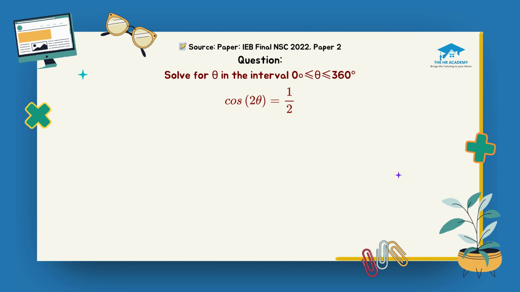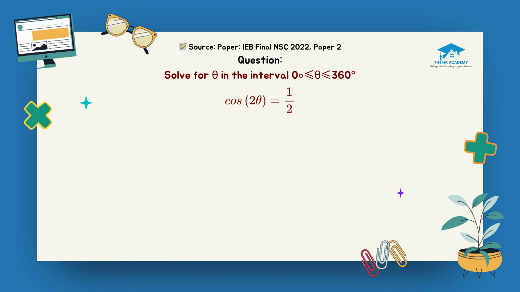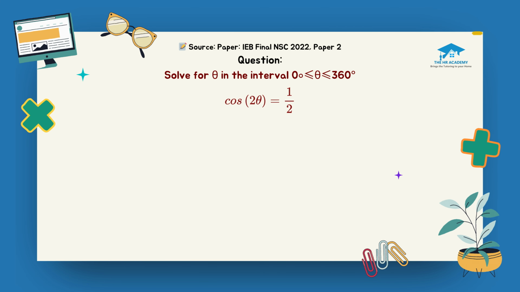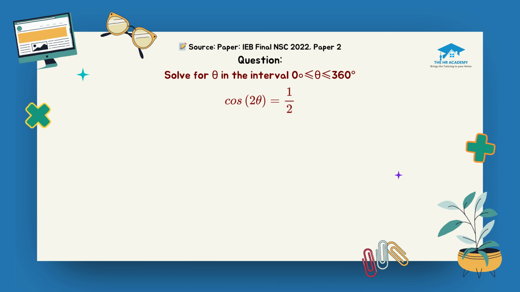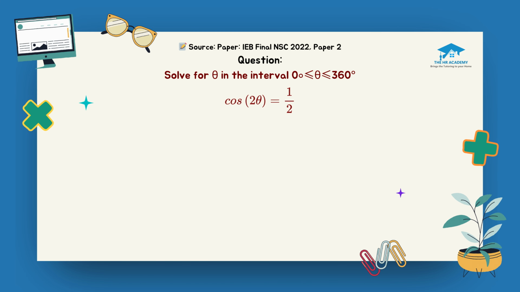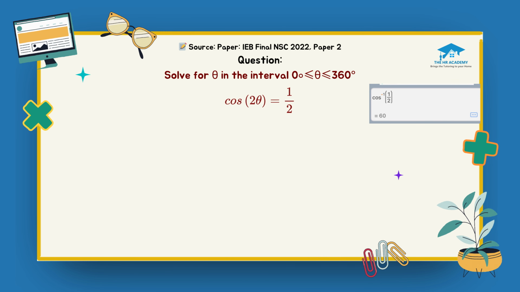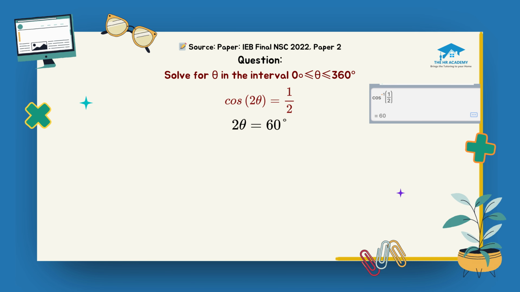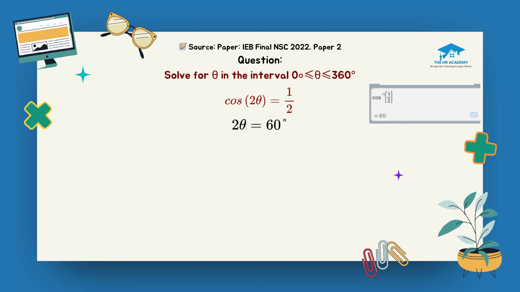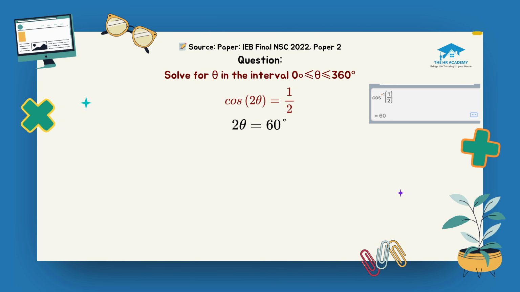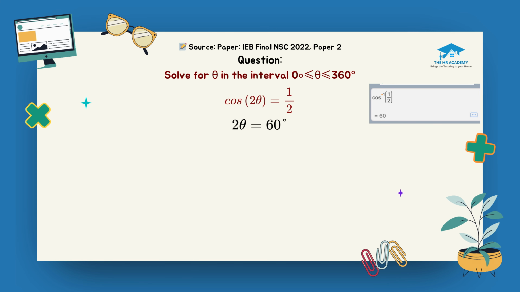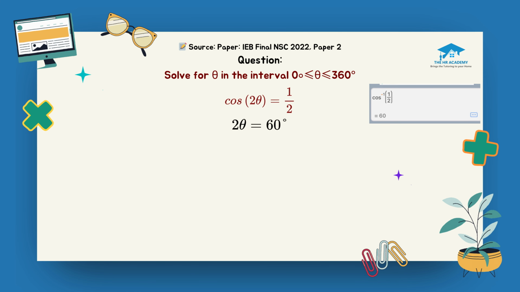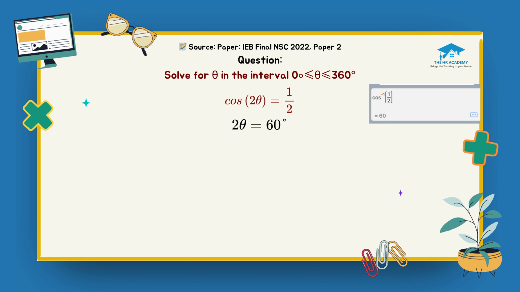First things first, treat 2 theta as your angle for now. We ask ourselves, when is cos angle equal to a half? So take your calculator and press Shift, cos, then put half. You should get 60. Since we're using 2 theta as our angle, we will use it to find theta. 2 theta is equal to 60 degrees. But we want angles between 0 degrees and 360 degrees, which means there is probably more than one angle we are looking for.